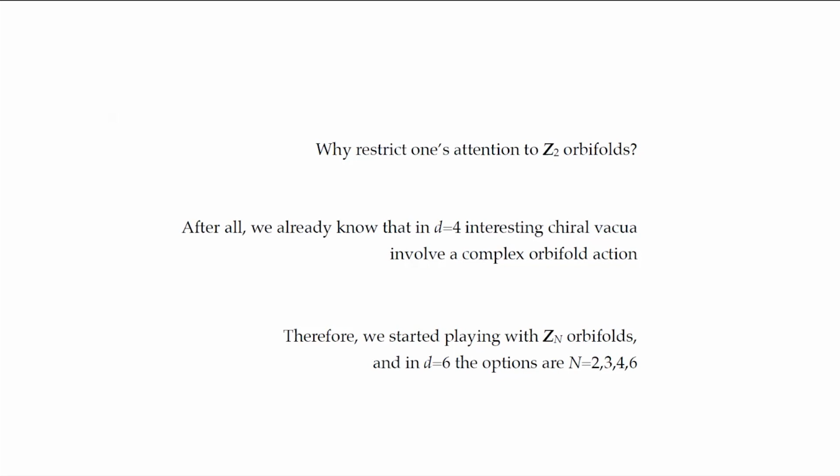And since we are interested in 6-dimensional vacua, the available options, if you want to keep a supersymmetry in the bulk, are just n equal to 2, which already was studied a long time ago, and Emilian reported upon it, n equal to 3, 4, and 6. These are the only consistent orbifold actions you can have on a T4, which give you a K3 compactification.